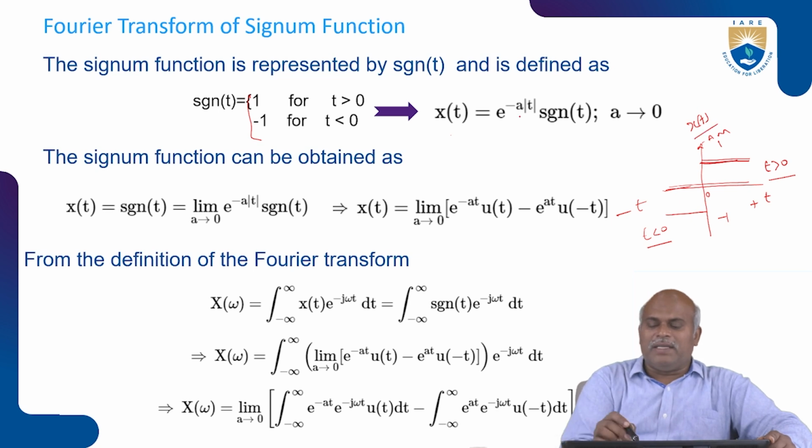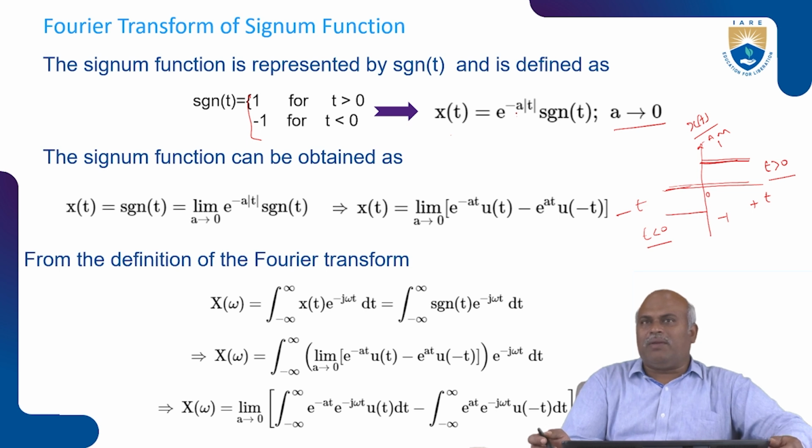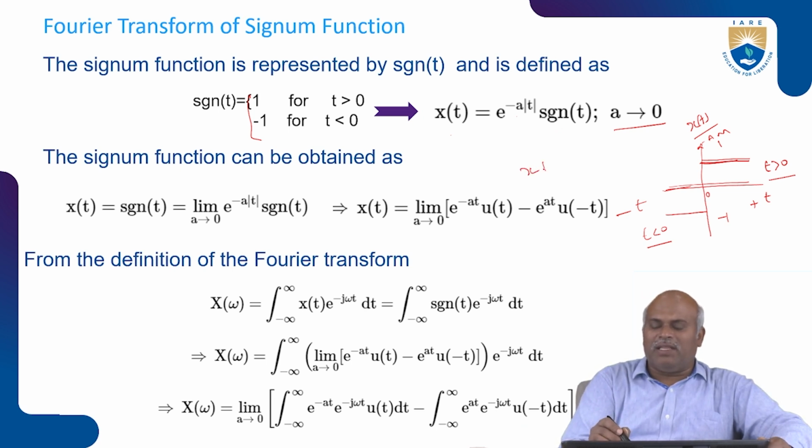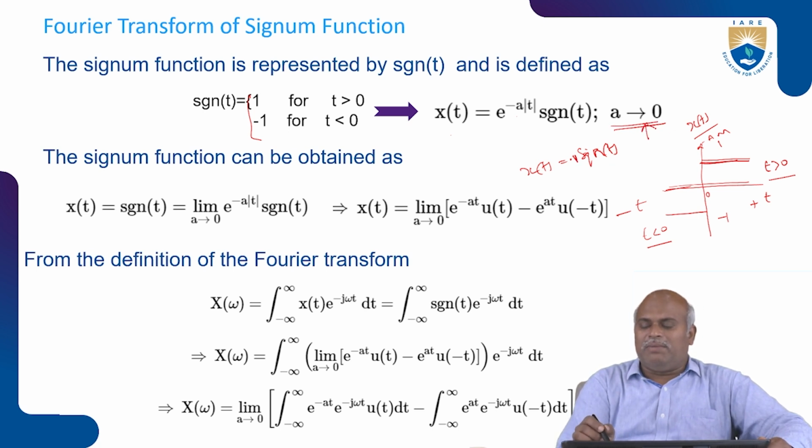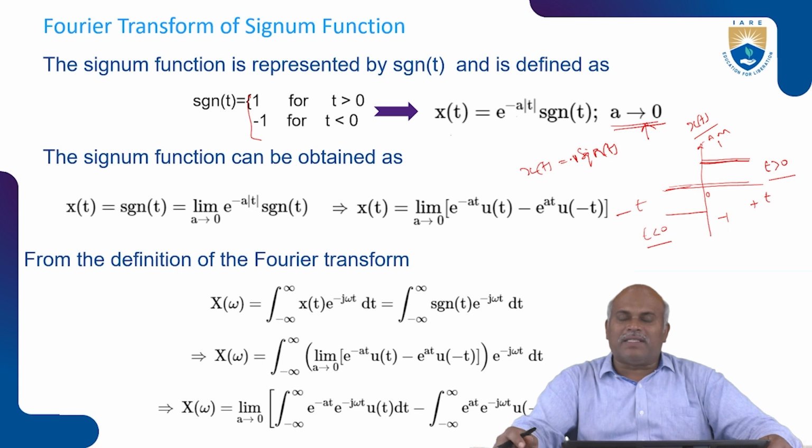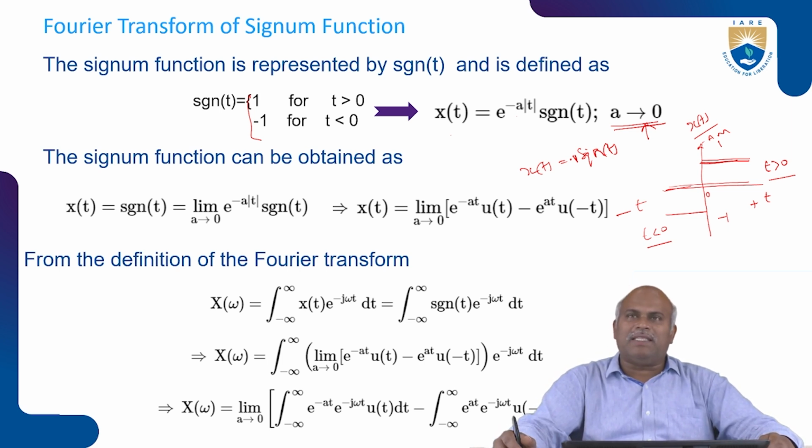So this is x(t) as e power minus a mod of t, sgn(t), when a is equal to 0. If we substitute a equal to 0 here, e power 0 is equal to 1, multiplied by mod of t, then e power 0 is equal to 1. Then we write only sgn(t). So in this case x(t) is equal to sgn(t). That's why I simply write the signum function as x(t) equal to e power minus a mod of t, sgn(t), when a tends to 0.